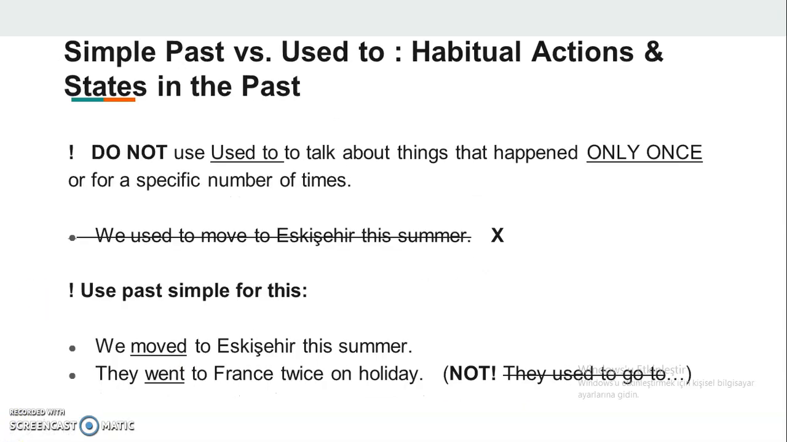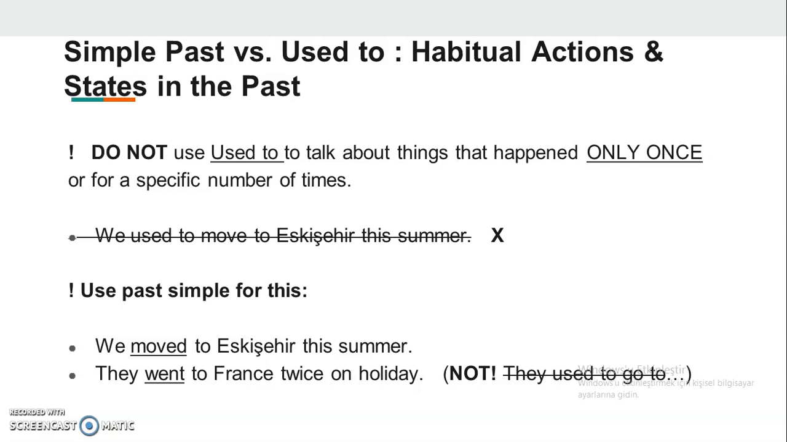Lastly, when we study the usage of simple past for habitual actions and states, we need to be careful about one point, which is we do not use used to talk about things that happened only once or for a specific number of times. For example, I can't say we used to move to Eskişehir this summer because this only happened once in the past. We use past simple for this. We moved to Eskişehir this summer. This is a correct sentence.